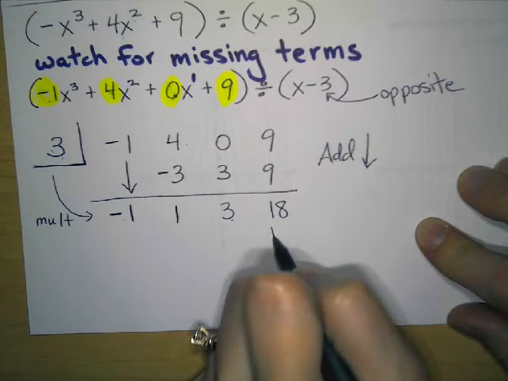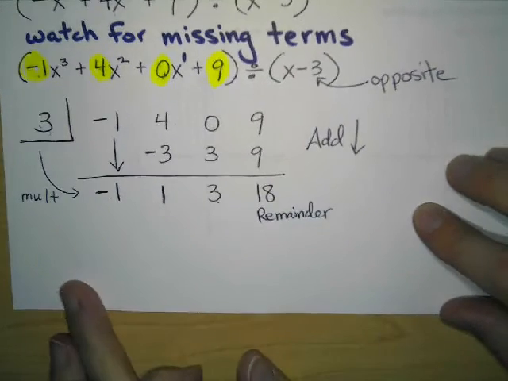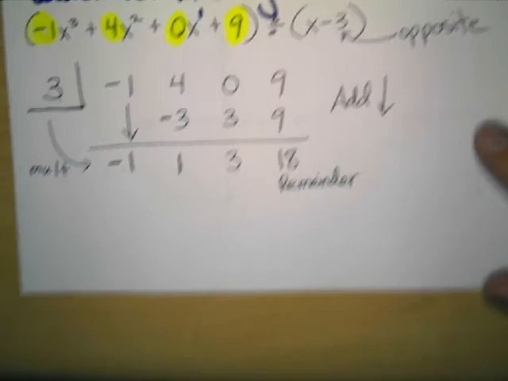We multiply, and then we add this up. So that's 1. Then you multiply again, 3 times 1. That's 3. And then you add this up. Then 3 times 3, 9, and then add that up. Now this last number is always the remainder. And so this time we do have a remainder. We have a remainder of 18. So we'll have to show you how to deal with that.